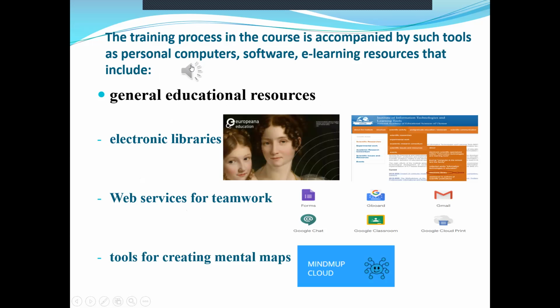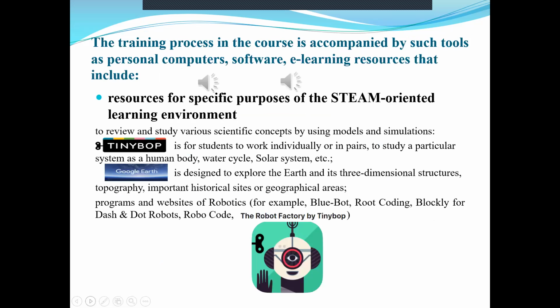The training process in the course is accompanied by such tools as personal computers, software, e-learning resources that include general educational resources, flashcards and quizzes, apps and websites, electronic libraries, web services for teamwork, tools for creating mental maps, search engines, resources for specific purposes of the STEAM-oriented learning environment, to review and study various scientific concepts by using models and simulations, programs and websites of robotics, online resource centers, labs, simulators.